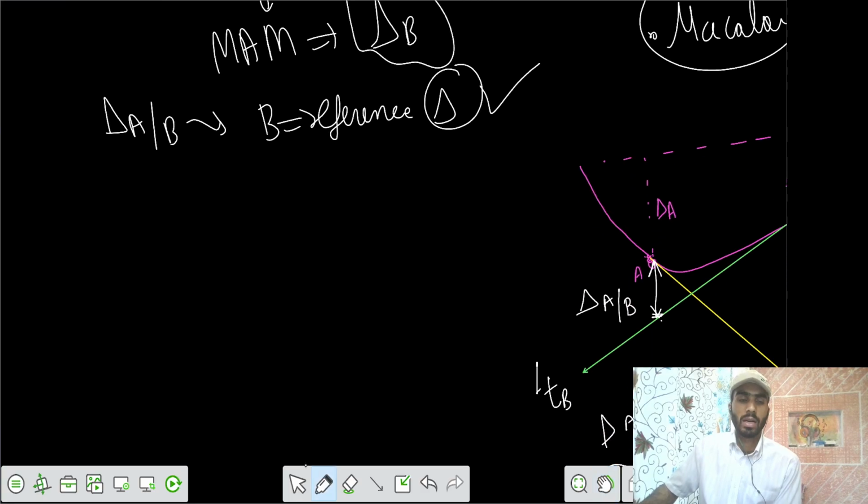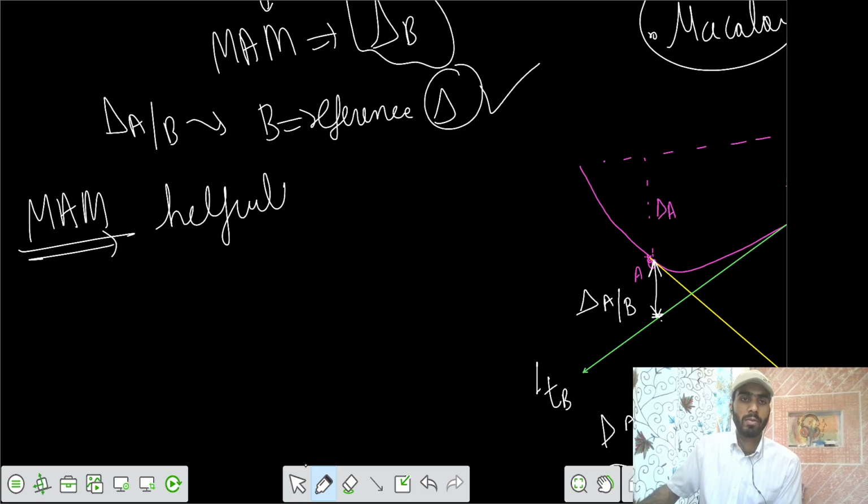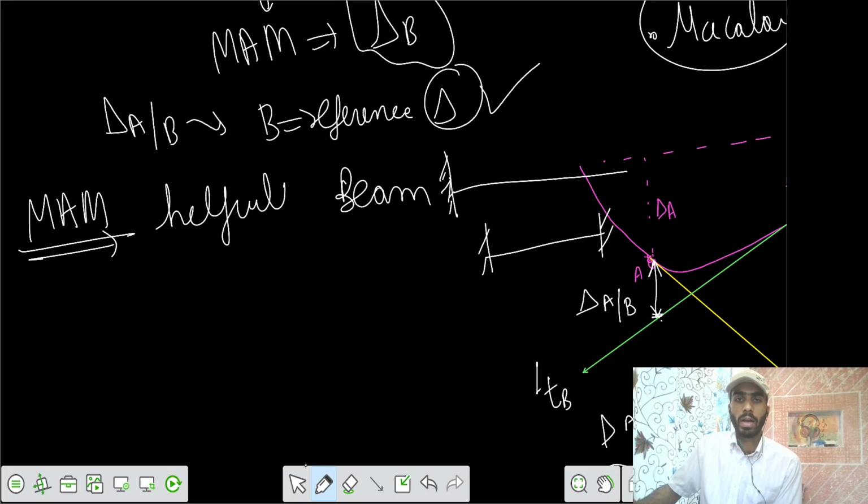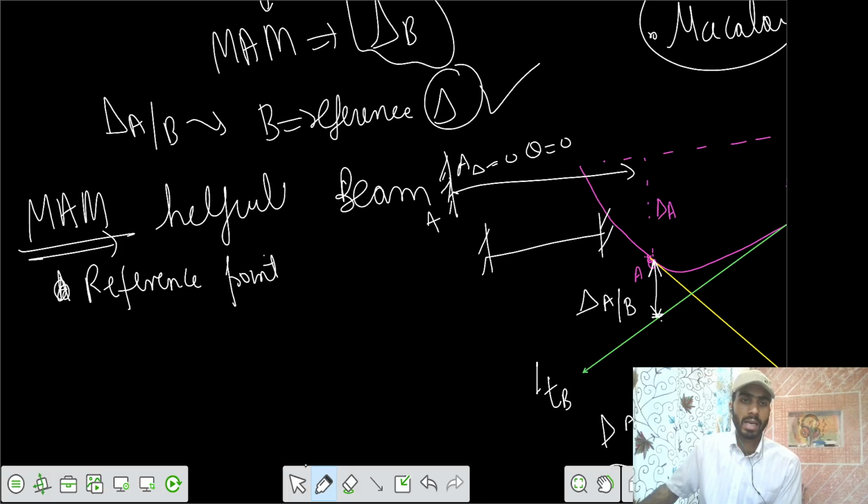Let's say the moment area method is helpful if the beam is, say, a cantilever beam or a fixed beam, where if we take point A as reference, we know that if we draw a tangent from A, the delta is 0 and theta is also 0. So the moment area method is helpful if the reference point is a fixed support.